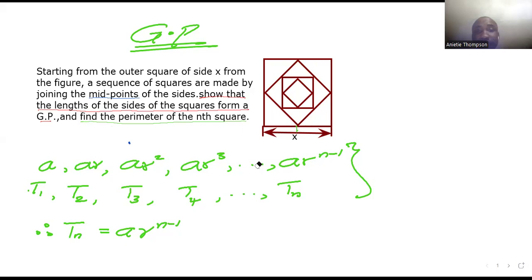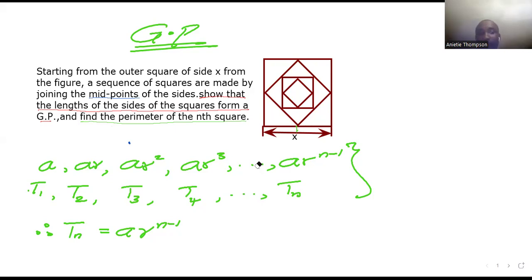The problem says, starting from the outer square of side x, from the figure that you can see there, a sequence of squares are made by joining the midpoints of the sides. We are to show that the lengths of the sides of the squares form a GP, and also find the perimeter of the nth square.